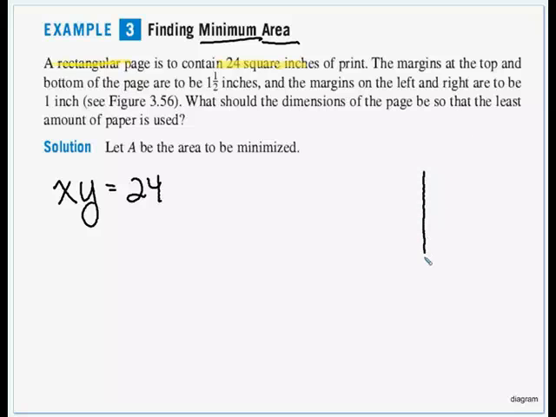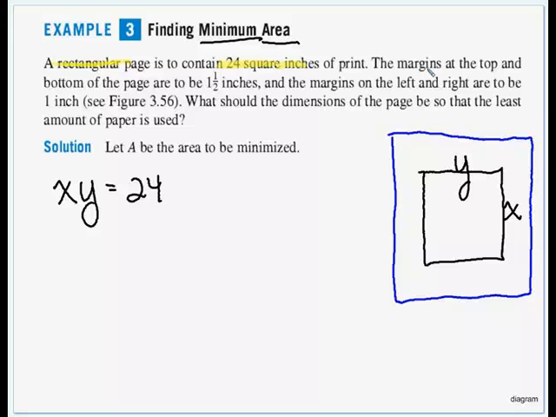So let's start working on a picture here. So here's our page. Let's call across the top here Y and X up and down the side. And around that we're going to have some margins. So the margins at the top and the bottom are going to be 1.5 inches. So here at the top, we're going to have 1.5 inches, and also at the bottom, 1.5 inches. The margins on the left and right are to be 1 inch. So here on the left, 1 inch, and on the right, 1 inch.